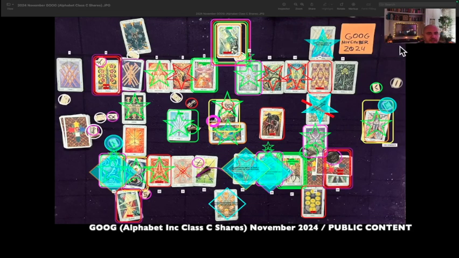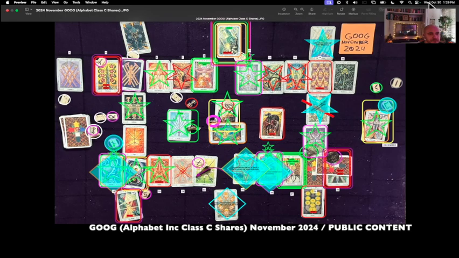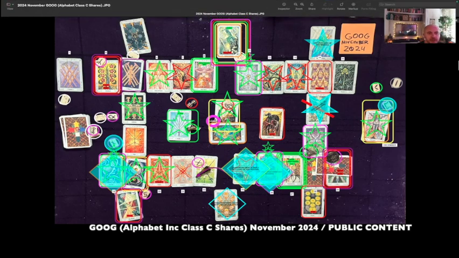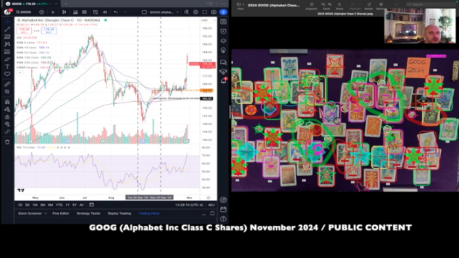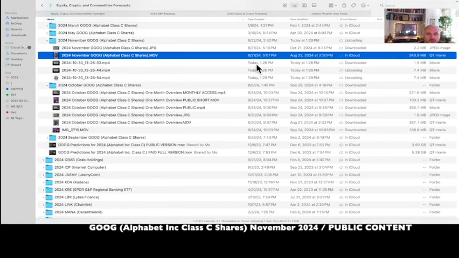This is the Alphabet Inc. one month overview reading for the month of November. That's ticker symbol GOOG. It's currently October 30th, 2024, 1:29 p.m. Eastern Time. Google, at the time of this reading, is $178.28 USD. And the shuffle video for the November reading was created on August 21st, 2024 at 5:07 p.m.